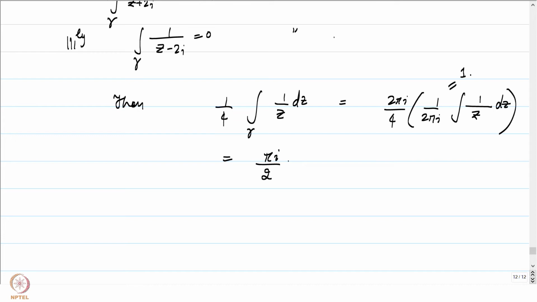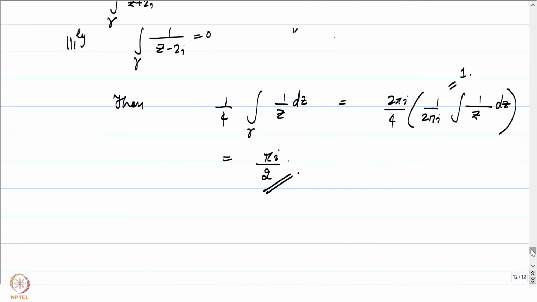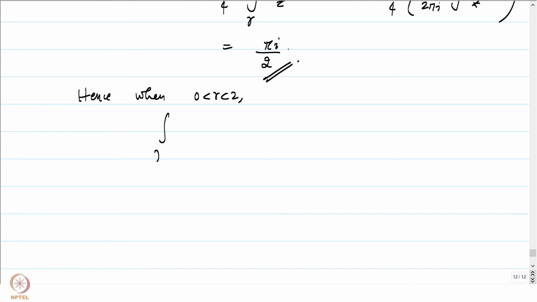That is precisely the answer when r is between 0 and 2. So, hence, when 0 is less than r less than 2, the integral over gamma of (z square plus 1) by z into (z square plus 4) is going to be equal to pi I by 2.